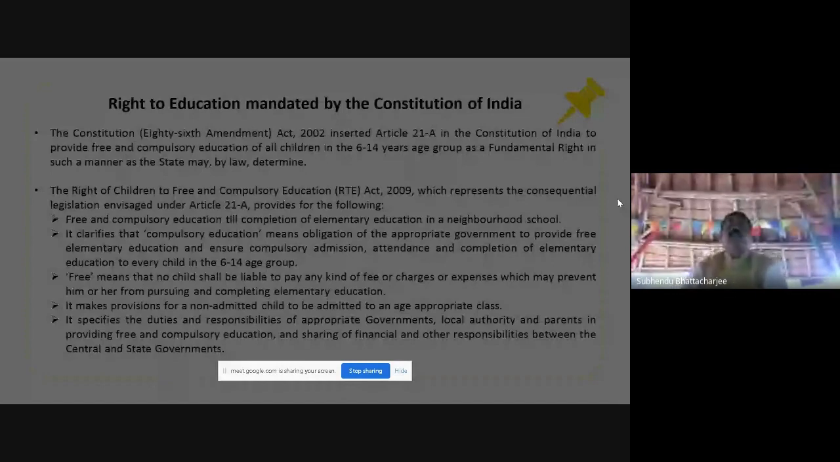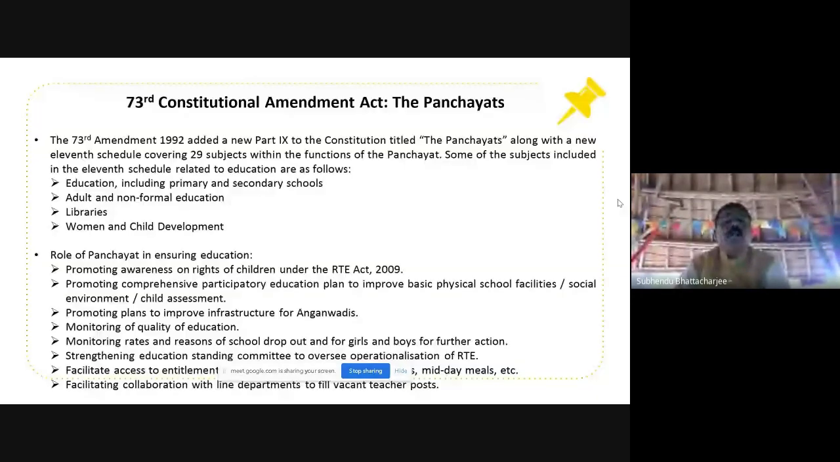the 73rd Amendment, which was brought in 1993, is a landmark in the Indian context because Panchayat local government was given responsibilities like education, including primary and secondary schools, adult and non-formal education, maintaining libraries, and women and child development under 29 subjects, which were entrusted to the Panchayat under the 73rd Amendment.